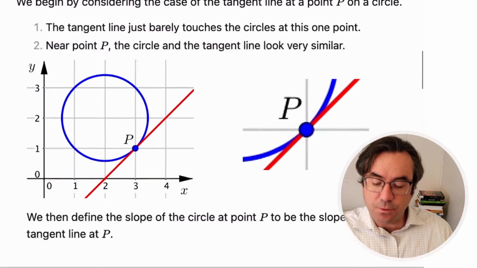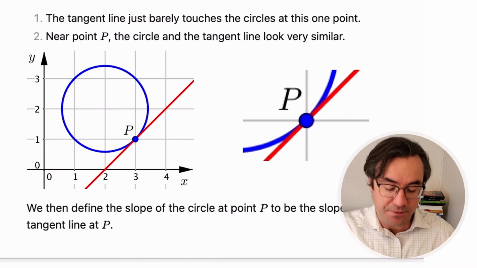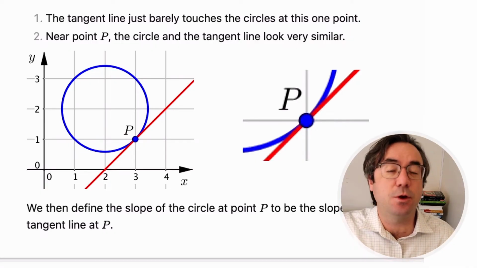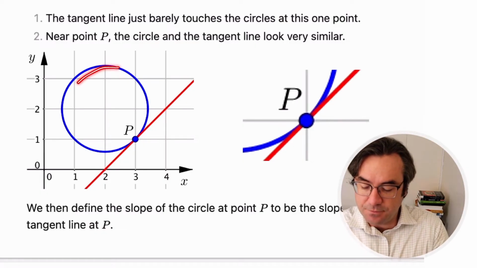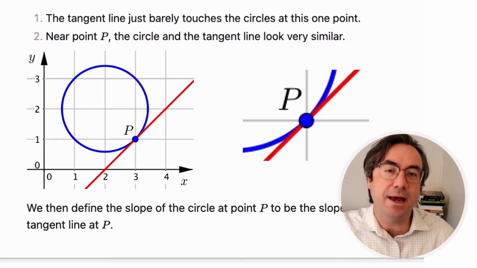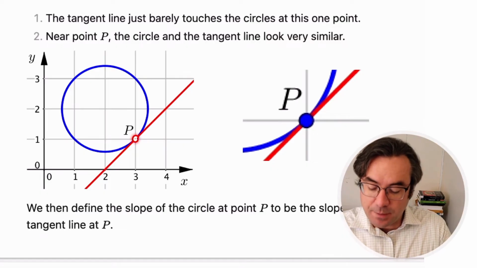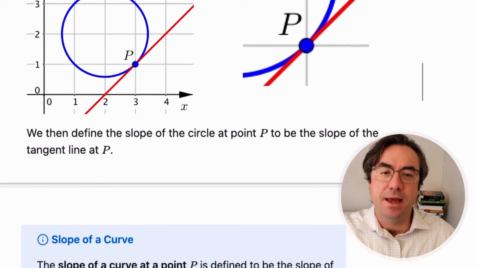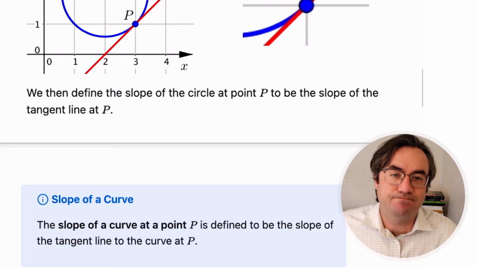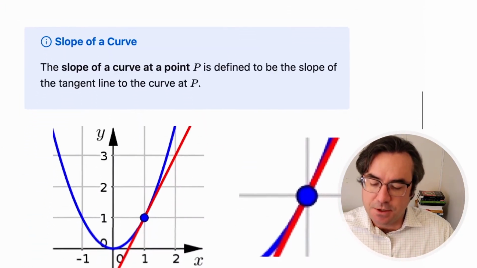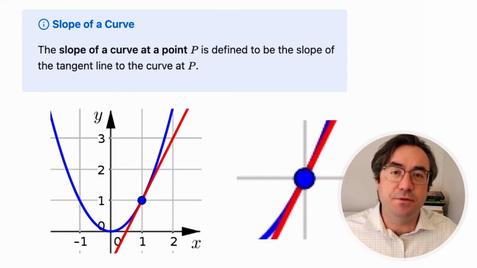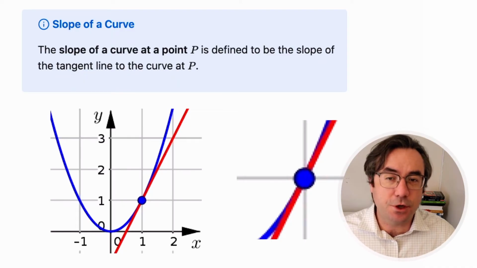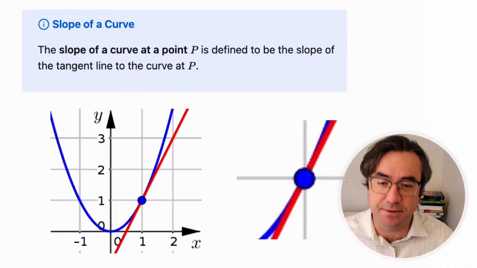So this gives us a way to define the slope of the circle at this point P. The slope of our circle at this point is just going to be the same thing as the slope of that tangent line. So we have this curve, and we're defining the slope at a particular point to be the slope of the tangent line at that point. And this kind of gives us our definition. So we're going to define the slope of a general curve, not just a circle, to be the slope of the tangent line to the curve at the point that we're interested in.